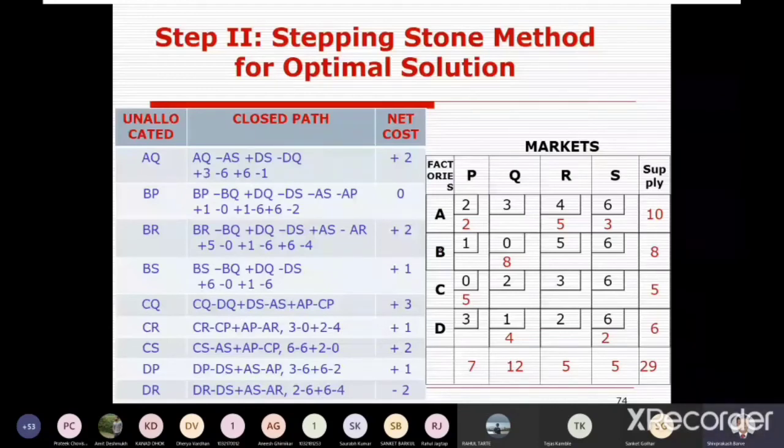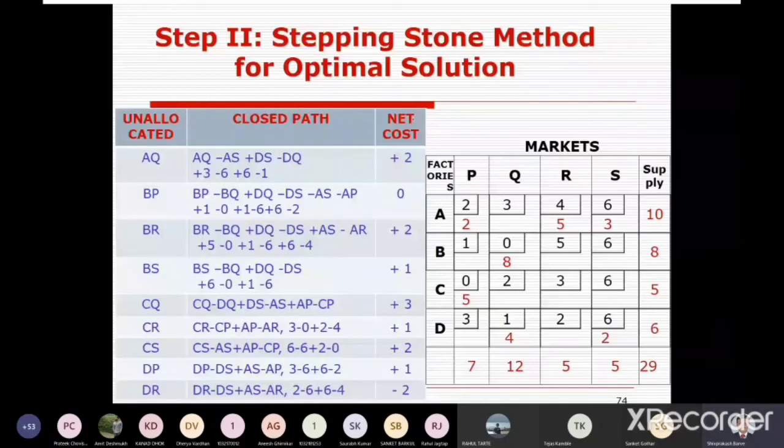So when this matrix size becomes bigger, it increases the calculations. So here, for these 9 unallocated cells, I have to mark the closed path for each and every cell. And for each and every cell, I have to find the net cost.